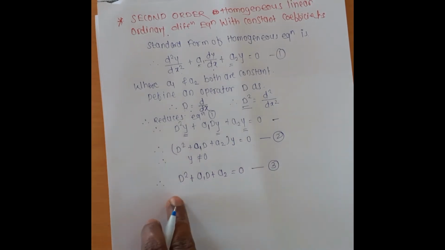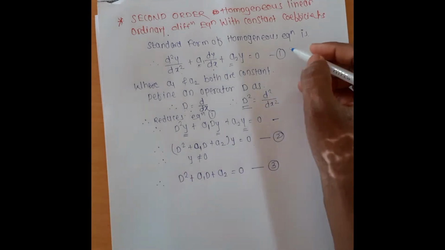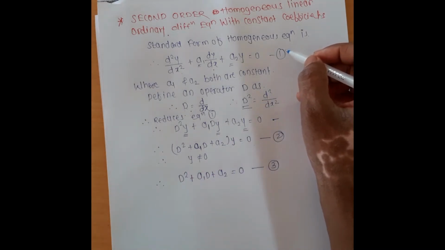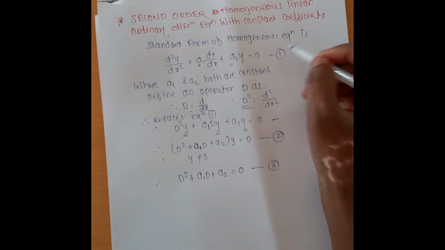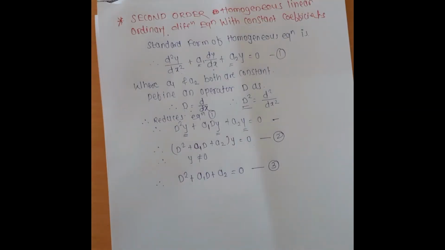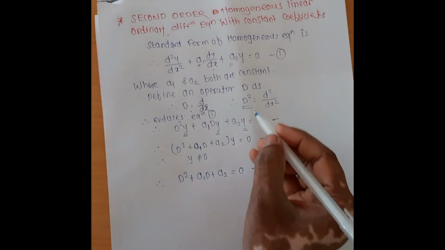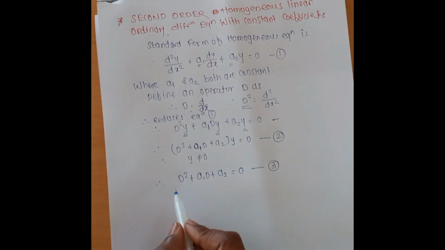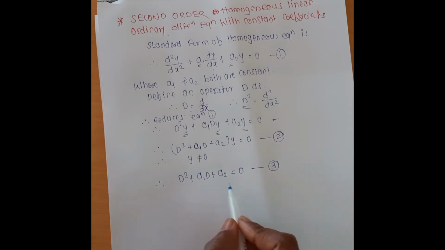Now see, the general or standard form of the homogeneous equation is d2y by dx square plus a1 dy by dx plus a2 y is equal to 0. We modified this equation to D square plus a1 D plus a2 is equal to 0. So we get such equations.